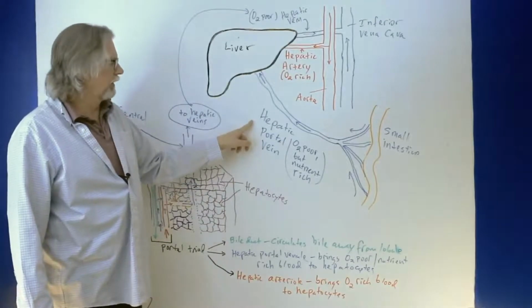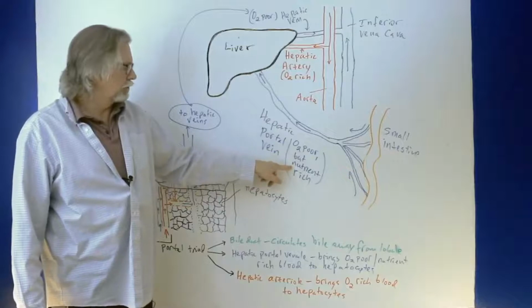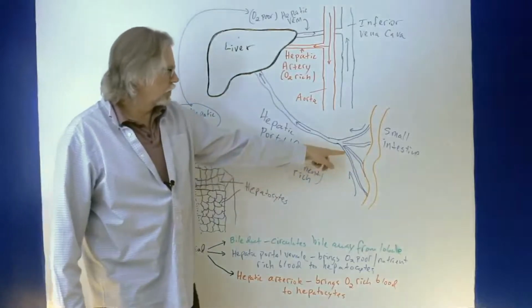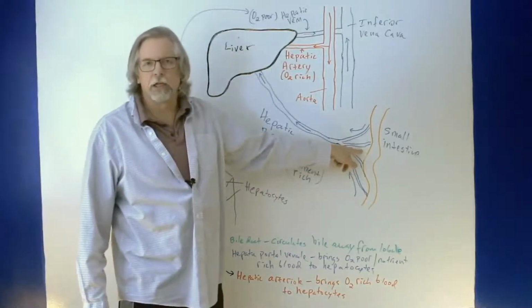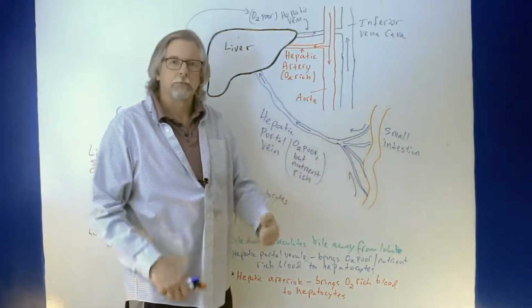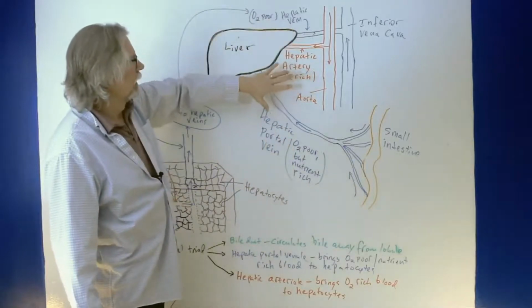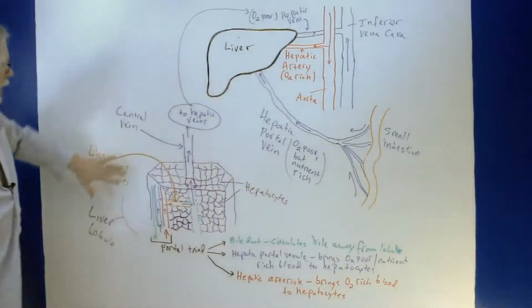This hepatic portal vein carries oxygen-poor but nutrient-rich blood. It's nutrient-rich because it's coming from the intestines that have absorbed nutrients into the bloodstream. Okay? So that's the macroscopic level. Now let's shift to the microscopic level.